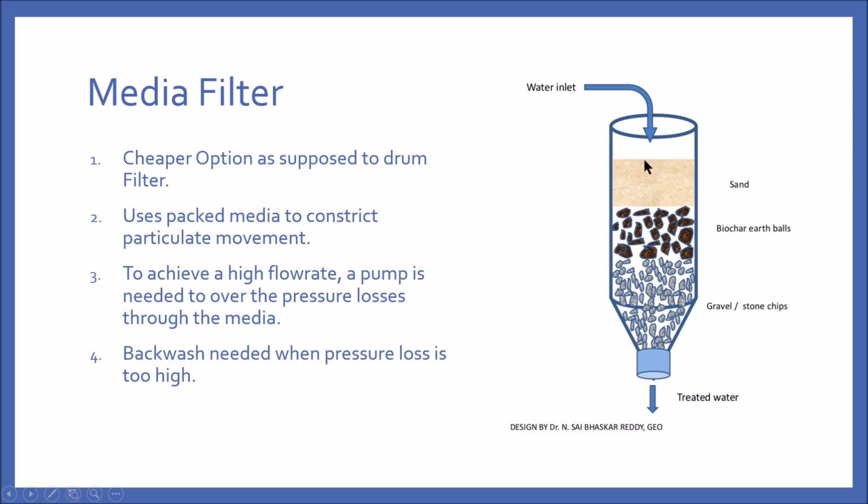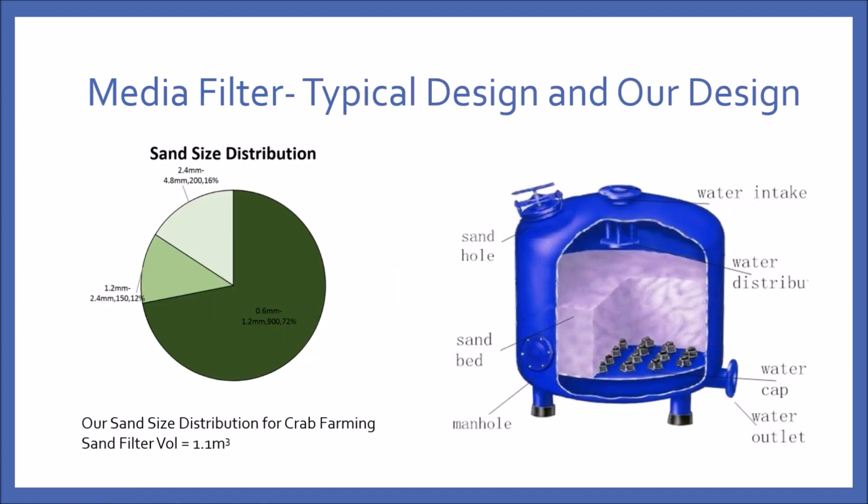top. Due to the pressure loss across the media filter, sometimes you will require a pump to pump the water through the media filter, unlike the drum filter, which does not have excessive pressure loss. Sometimes solids will tend to accumulate at the top of the sand filter, and you will require a backwash to remove the accumulated solids. In each sand filter, you require a different sand size distribution for efficient backwashing and filtration.